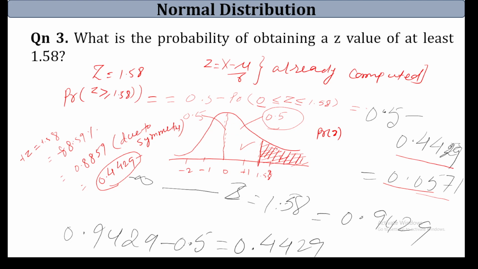We know the whole area is 0.5. If we subtract from this, we will get this area. So that's how we can get it. Probability 0.5 and probability 0 to 0.5. So for Z equal to 1.58, how much is the value we will get? 1.58, if we calculate.